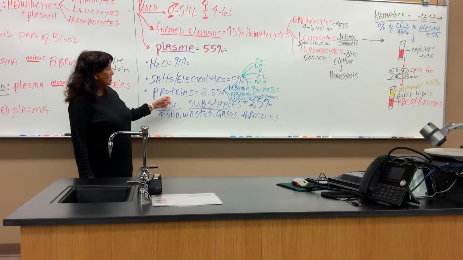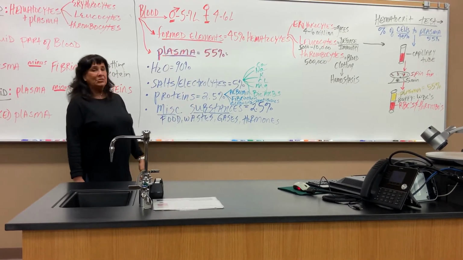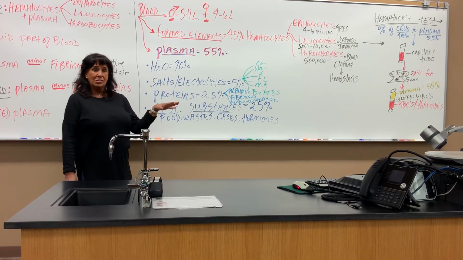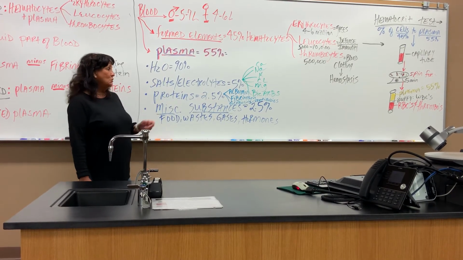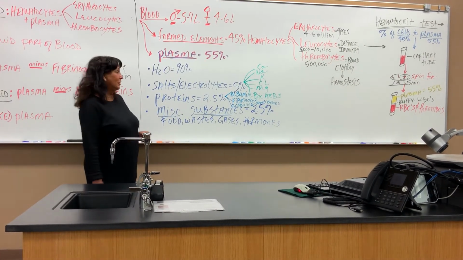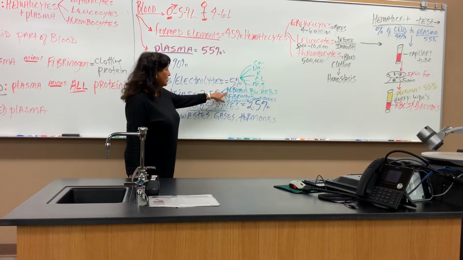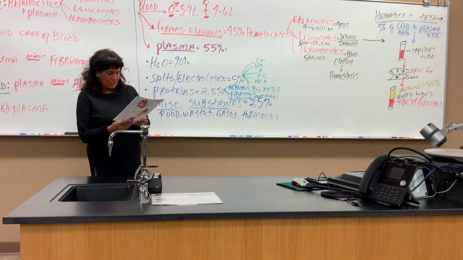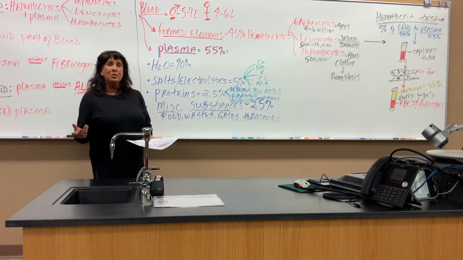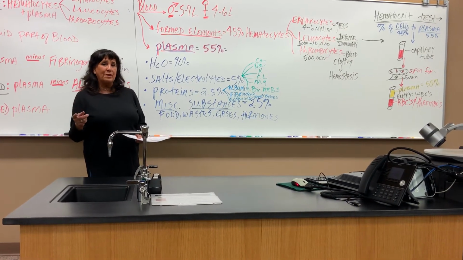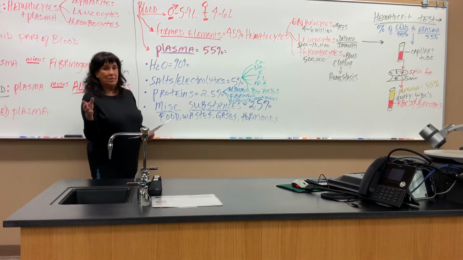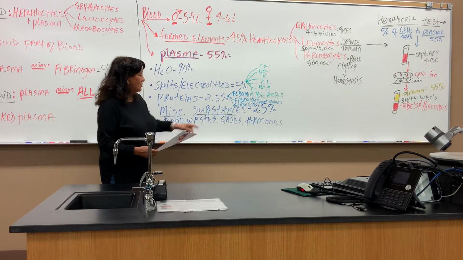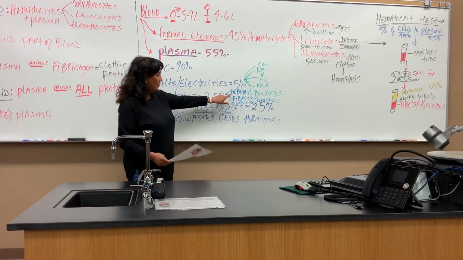And then proteins, 2.5%. And so there are three major groups of protein that float loose. These pieces of protein float loose in your plasma, right? And so the number one is albumin. Albumin is very important for pH buffering and also to maintain water balance between the cells inside and out. And so albumin, very important.